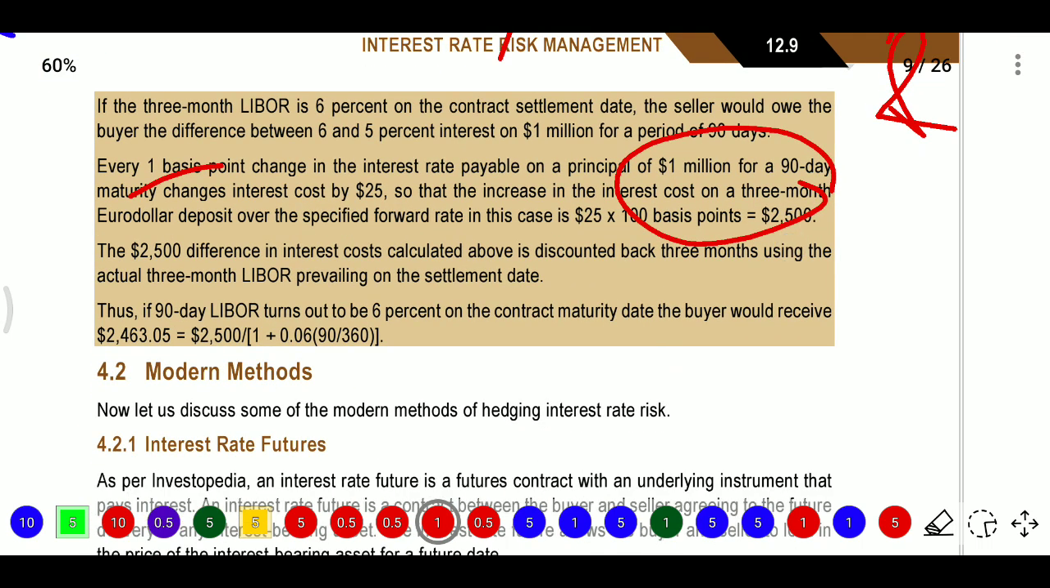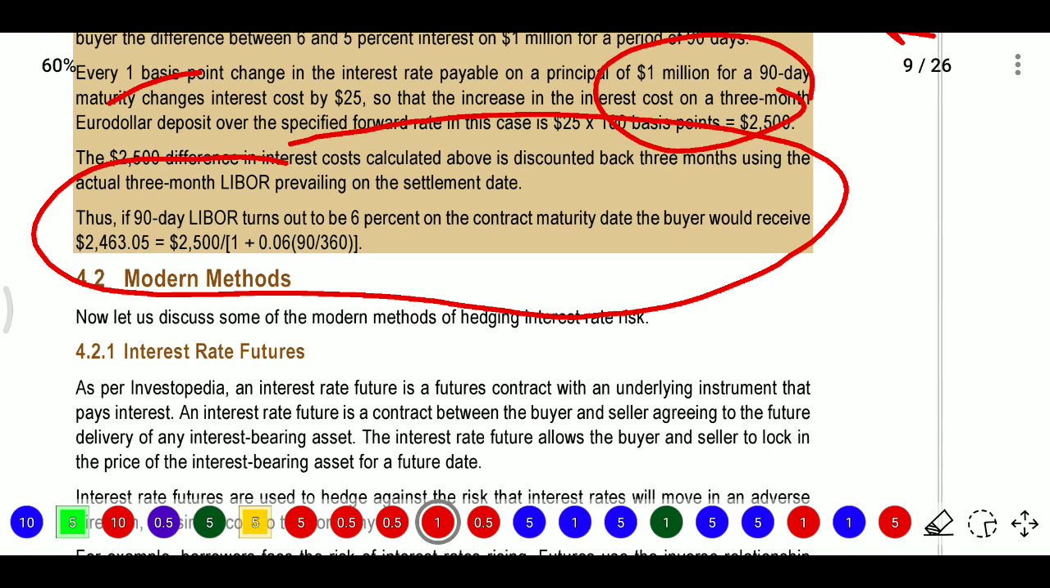So the $2,500 difference in the interest cost calculated above is discounted back 3 months using the actual 3 months LIBOR prevailing on the settlement date. Thus the 90 days LIBOR turns out to be 6% on the contract maturity date. The buyer would receive $2,463, which equals 2,500 divided by the interest rate, 6% into 90 divided by 360 days.